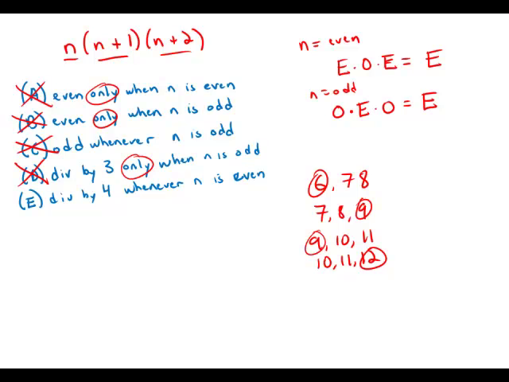If n is even, well then what we get is n has a factor of 2 in it. It's 2 times something, times n plus 1, which is odd, times n plus 2, which is also even, which has a factor of 2 in it. And if we have two factors of 2, that means the number will be divisible by 4. So whenever n is even, this whole product will be divisible by 4, and the answer is choice E.